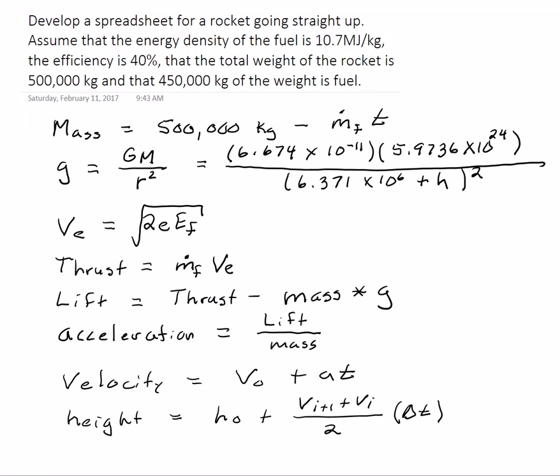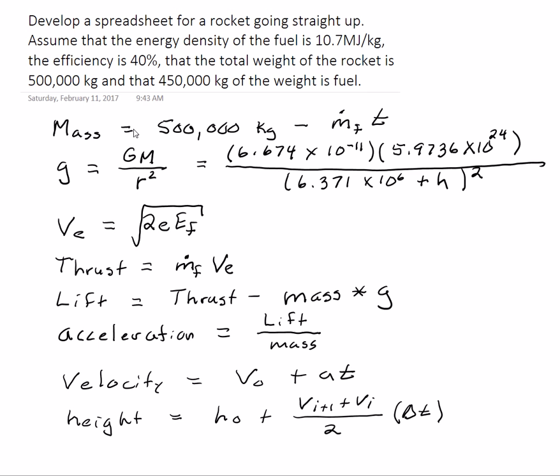Okay, this video is for the spreadsheet model we developed in class. We're going to develop a spreadsheet. We're going to assume the rocket goes straight up and that we're using the kerosene fuel, that 90% of the weight of the rocket is fuel. And I wanted to write a few equations before we jumped into the spreadsheet.